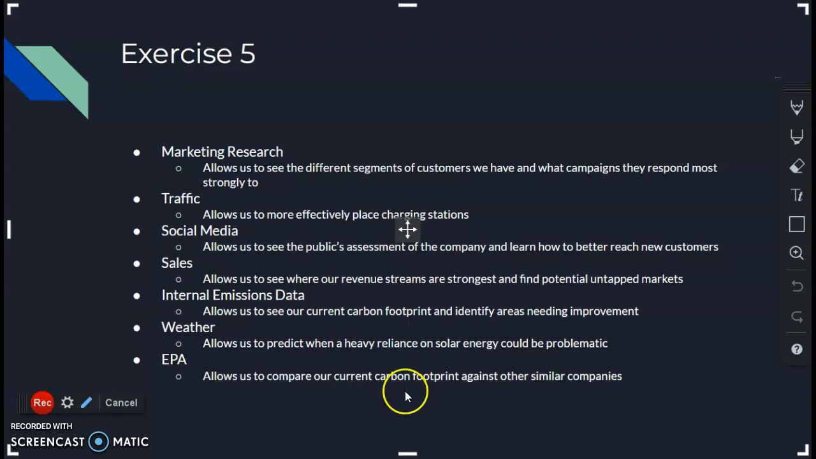And then lastly, the EPA. This will allow us to compare our current carbon footprint against other similar companies, as well as how we align with government regulations.